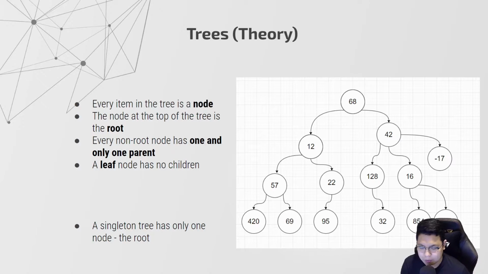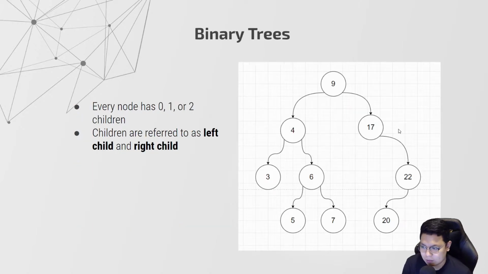Let's go back to our previous slide. 42 has 3 children, so this is not a binary tree. In binary trees, every node has 0, 1, or 2 children. Since we cannot go more than 2 children, children are referred to as the left child or the right child. For example, 4 is the left child of our root node, which is number 9. 3 is the left child of this node, and 22 is the right child of 17. What's important to remember here, and I cannot stress this enough, is that for binary trees, every node has 0, 1, or 2 children only.